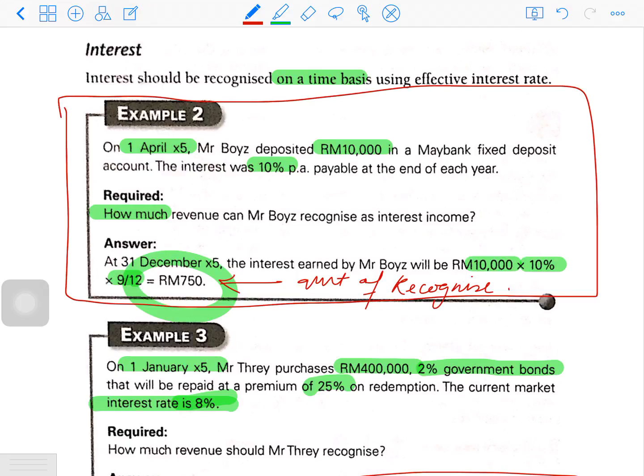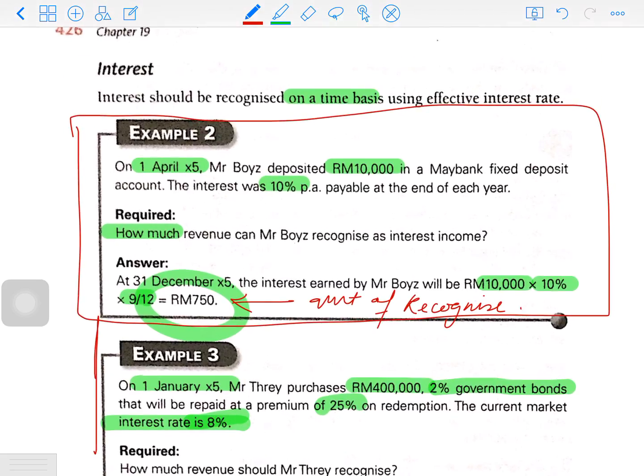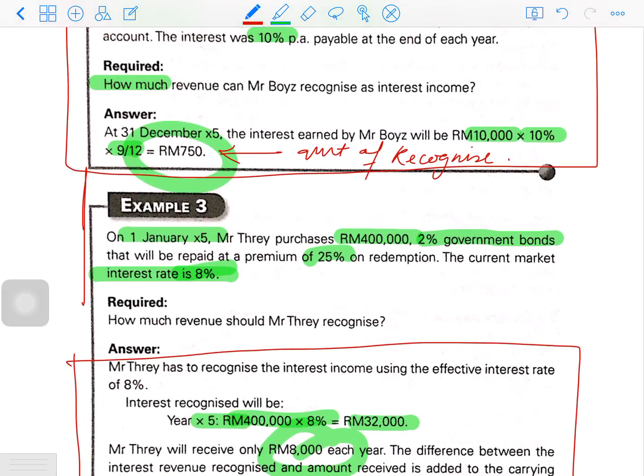The question in your final exam will not come up like example number 3. Example number 3 is too complicated for you to calculate, so normally it will not come up in your final exam like this. The most likely final exam question will be example 2 here. So let's just leave it there for example 3.